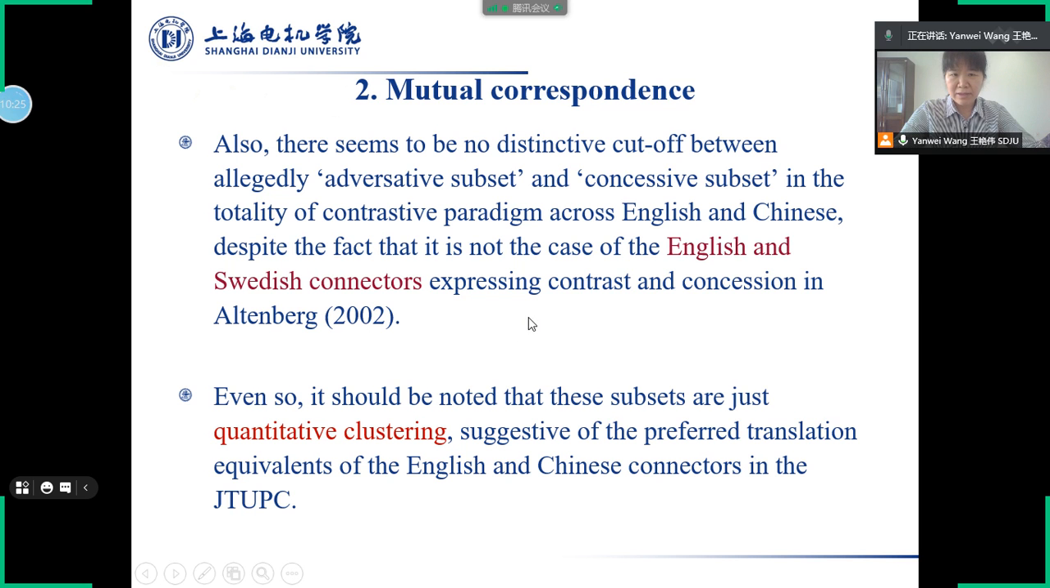Also, there seems to be no distinctive cutoff between the allegedly adversative subset and the concessive subset in the totality of the contrastive paradigm across English and Chinese, despite the fact that this is not the case for the English and Swedish connectives in Teubert 2002. Even so, it should be noted that these subsets are just quantitative clustering, suggestive of the preferred translation equivalents of the English and Chinese connectives in the G2PC.